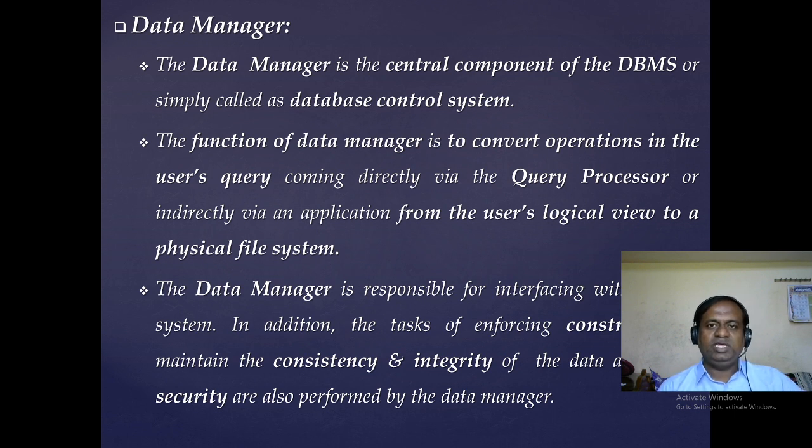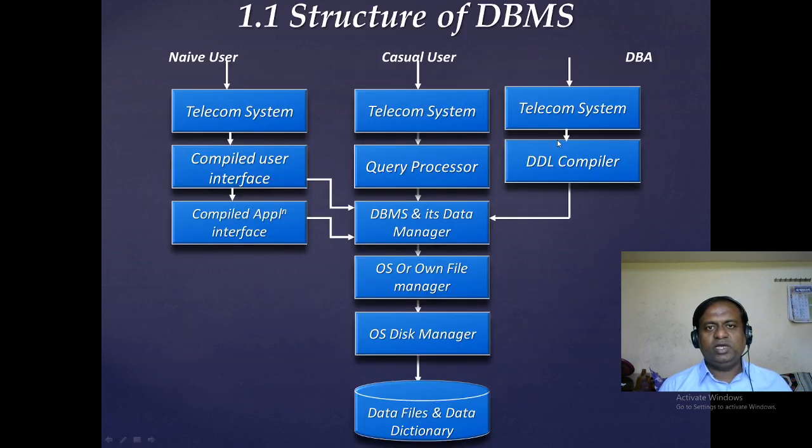That command will be given to the DDL compiler. It will convert that command and pass it on to the data manager. Have a look. The command for creating an object is issued. It is given to the system, which will pass it to the DDL compiler. The DDL compiler will compile the command and transfer it to the data manager. Now the function of the data manager is to convert that logical definition into a physical file.